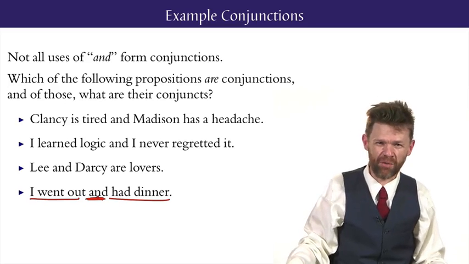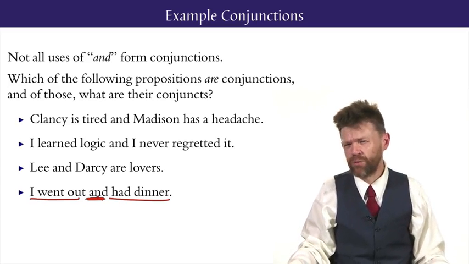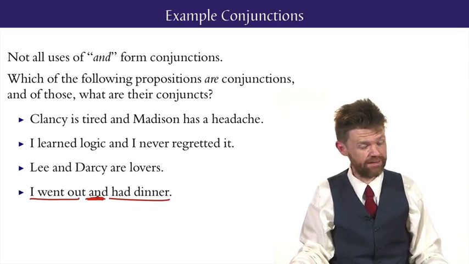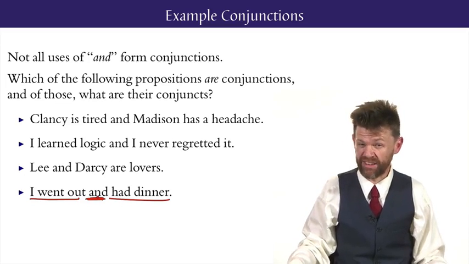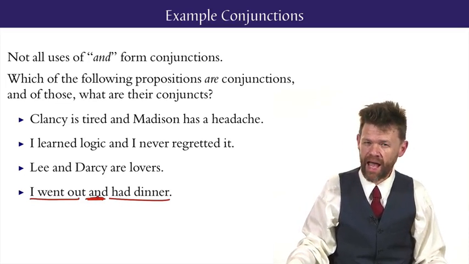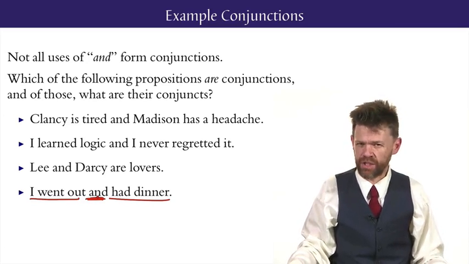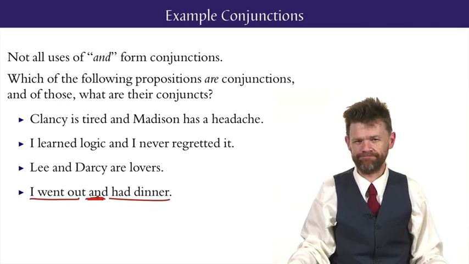If I had dinner at home and then went out after that, it would be very deceptive to say I went out and had dinner, even though I went out and I had dinner are both literally speaking true. An and, which has the meaning of and then, isn't really a conjunction in the sense that we're talking about.